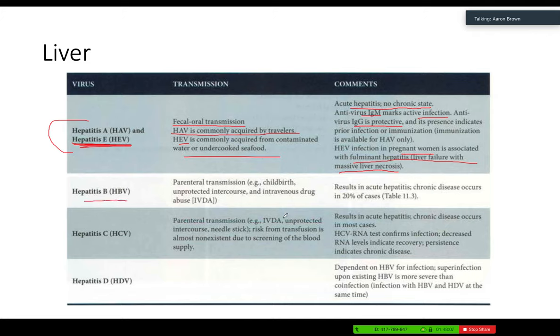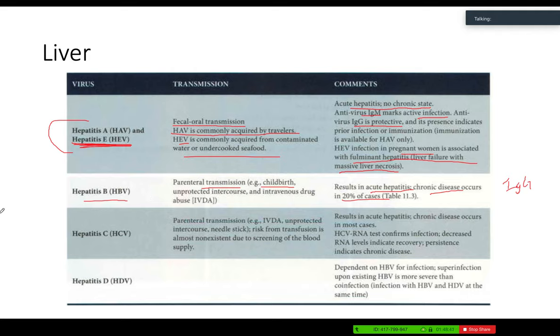Hep B virus, here we have parenteral transmission. I'm talking childbirth, intercourse, IV drug use, okay? This results in acute hepatitis in most cases. So 80% of the time, it's just going to be an acute hepatitis that your body clears, and you'll have some IgGs to tell the story. But in some cases, we can progress to a chronic disease that can actually progress to cancer. Okay, so that's about 20% of cases. But remember, Hep B is usually acute.